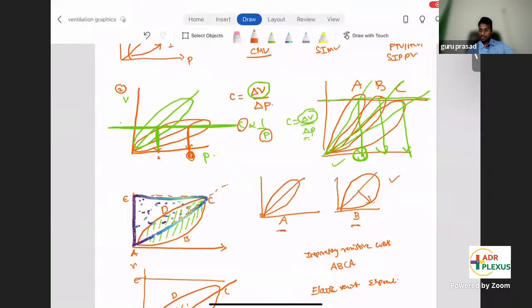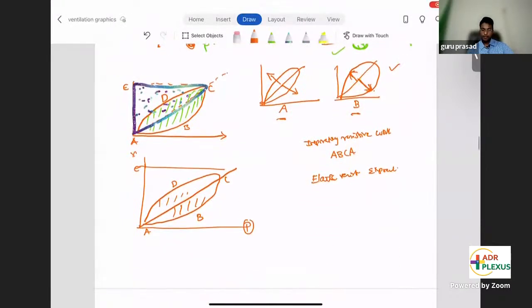So hysteresis means this thing. Whenever it is bulging like a balloon, it is called hysteresis. Basically, hysteresis indicates resistance. If there is inspiratory resistance, the inspiratory side will bulge. If there is expiratory resistance, the expiratory side will bulge. So basically, the B graph is having more hysteresis.